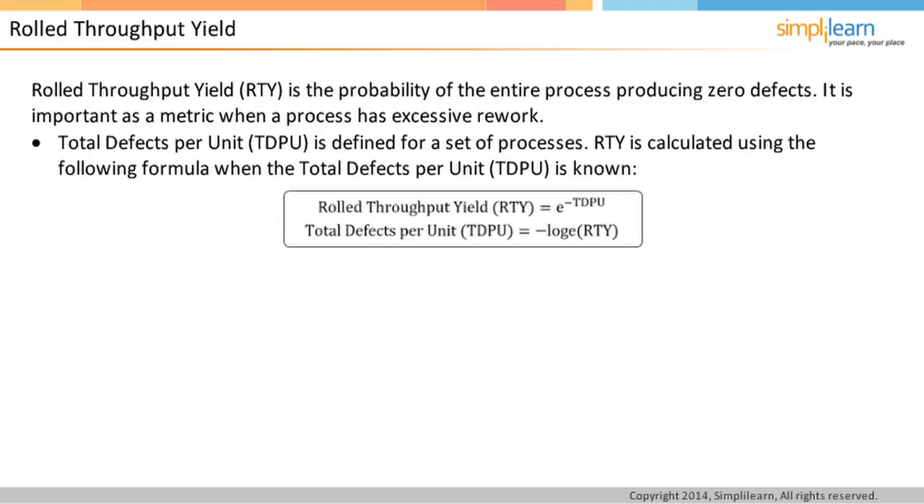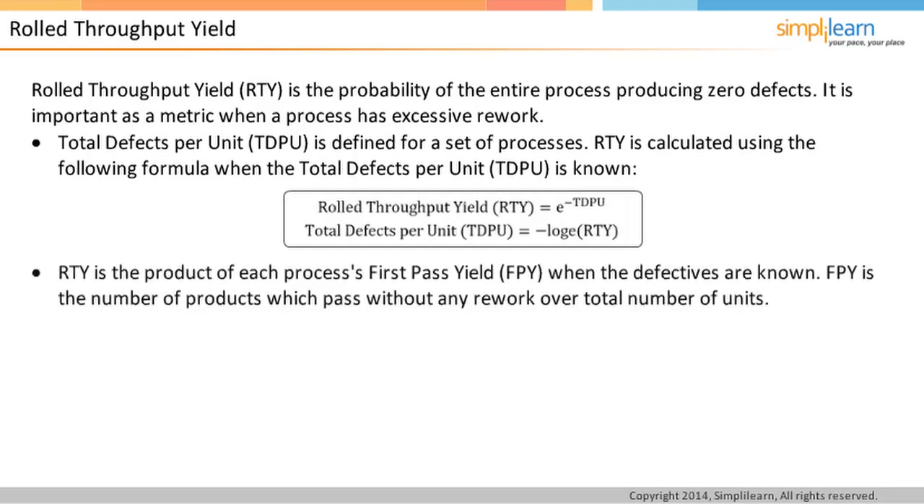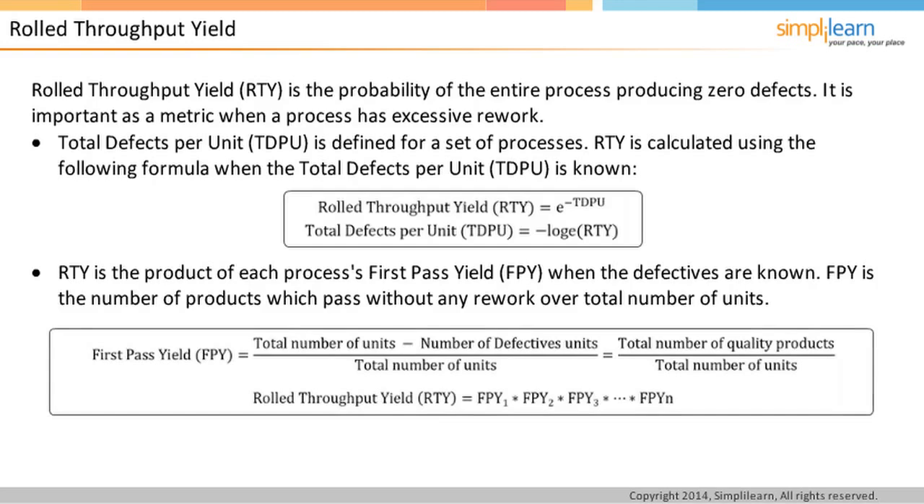The expression can also be written as TDPU is equal to negative of natural logarithm of RTY. When the defectives are known, rolled throughput yield can be calculated as the product of each process's first pass yield, or FPY. First pass yield is the number of products which pass without any rework over the total number of units. First pass yield is calculated as total number of quality products over total number of units. Total number of quality products is total number of units minus total number of defective units. In the following screen, we will understand FPY and RTY with an example.